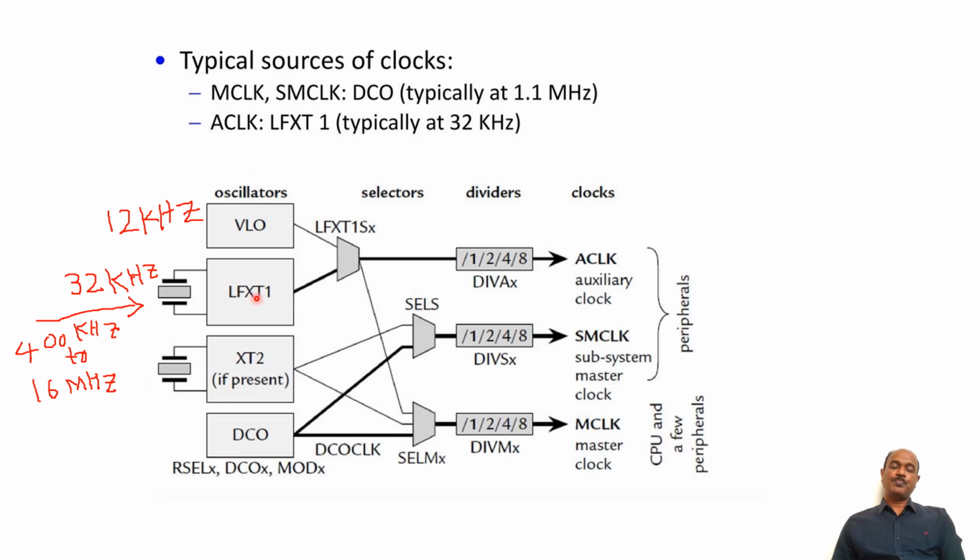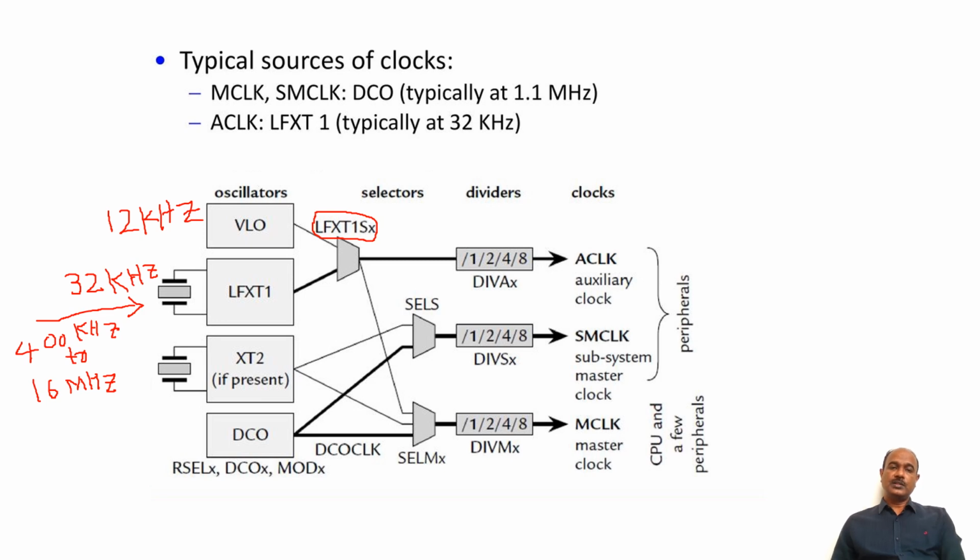Okay, so this LFXT1 can be used to generate the ACLK. Either we can use VLO or LFXT1. Then how do we select which one of these should be used to generate this ACLK? That selection can be done by using these selector bits. By using these selector bits, we can decide whether you want to use this VLO to generate this ACLK, or you want to use this low frequency crystal to generate the ACLK.